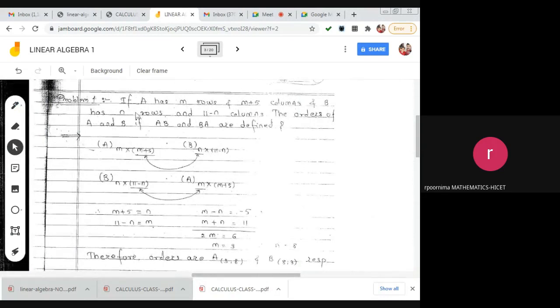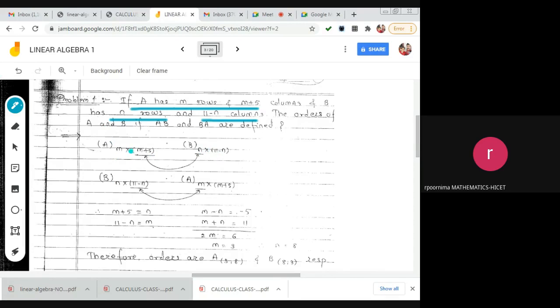Next, the next problem. If A has m rows and m plus 5 columns and B has n rows and 11 minus n columns, find the order of A and B if AB and BA are defined. Okay, that is the question. So first A, the order of the matrix we should write m by m plus 5. Similarly, the B matrix, the order of the matrix should be n by 11 minus n.